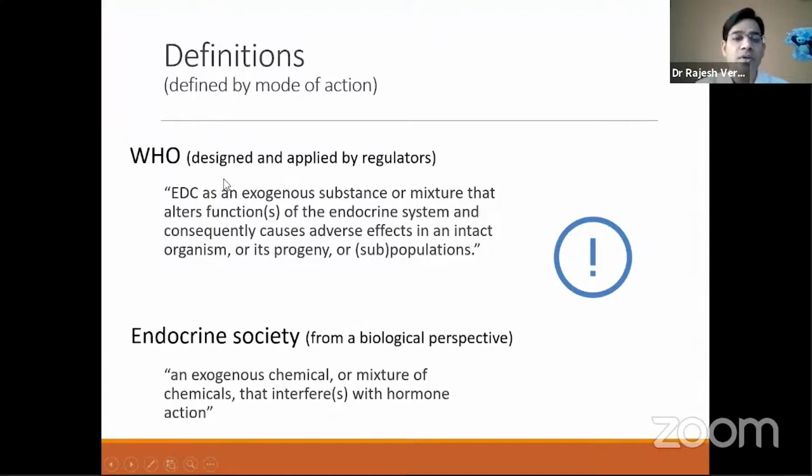There are different definitions put forward. WHO has put forward this definition. It is for regulatory purposes only, and defines EDCs as an exogenous substance or mixture that alters the functions of the endocrine system and consequently causes adverse effects in an intact organism or its progeny or subpopulations. Now, the Endocrine Society has redefined it from a biological perspective, for a clinician's use. It is defined as an exogenous chemical or mixture of chemicals that interferes with hormone action.